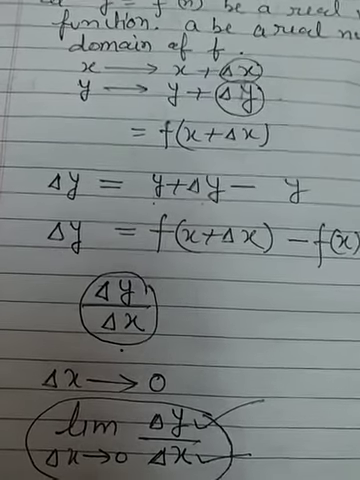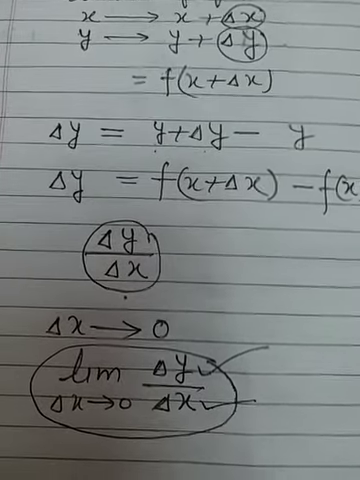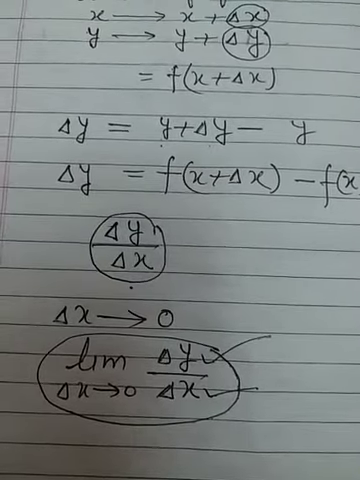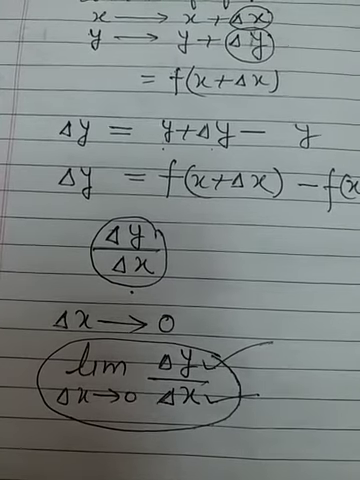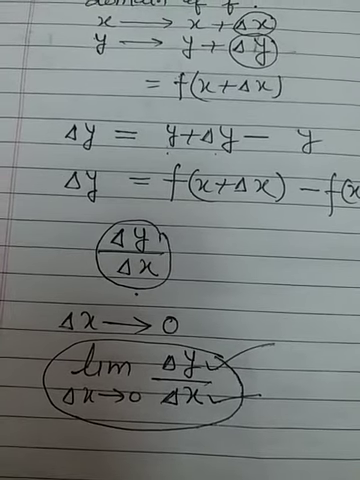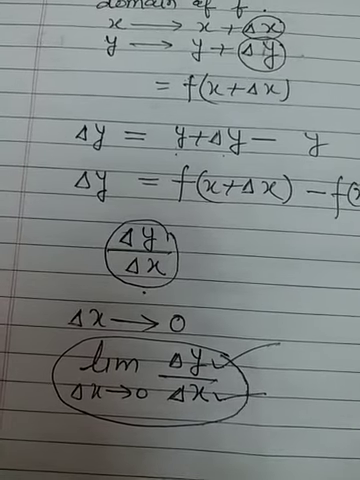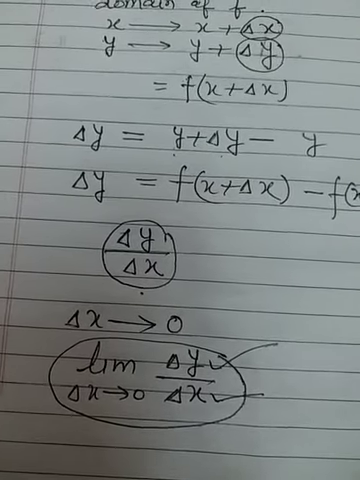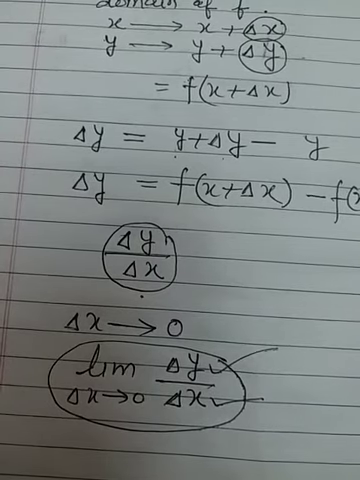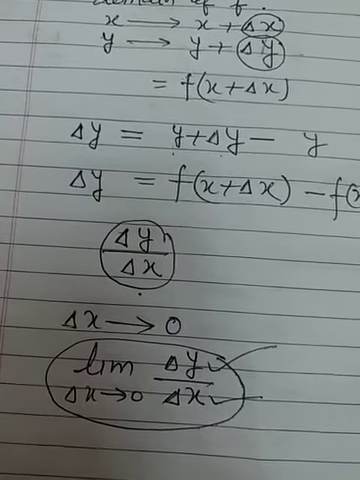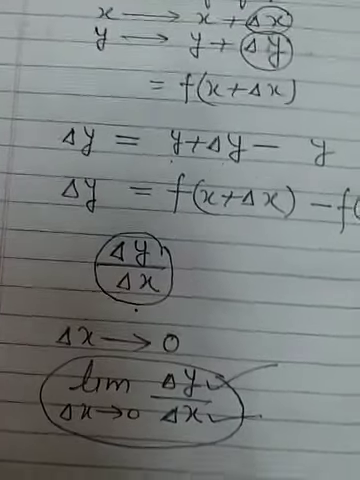So now we are going to observe one ratio, that is delta y by delta x, and if we take this ratio with the limit delta x tending towards 0, then this limit is known as the differentiation of y with respect to x. So this was about the derivative.